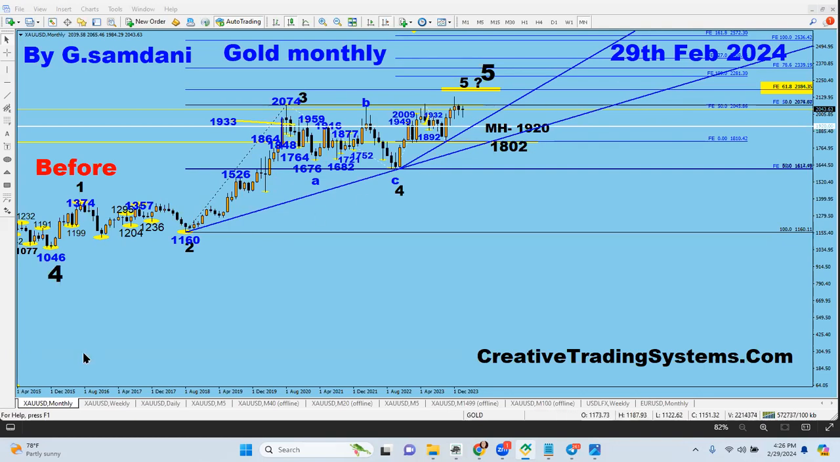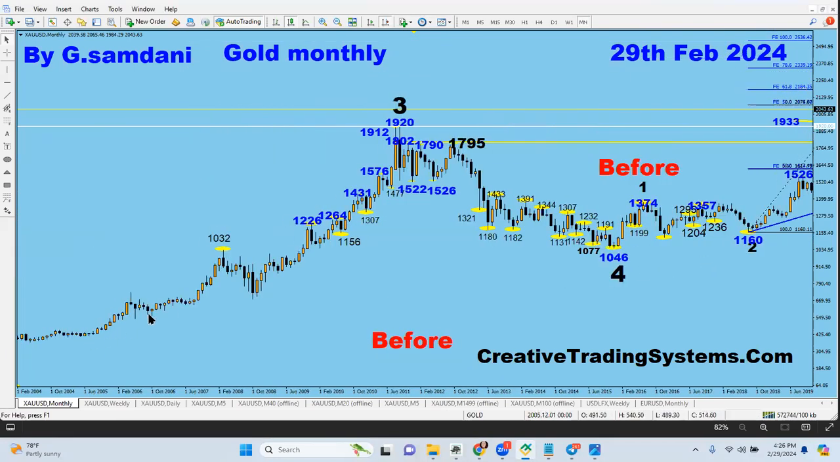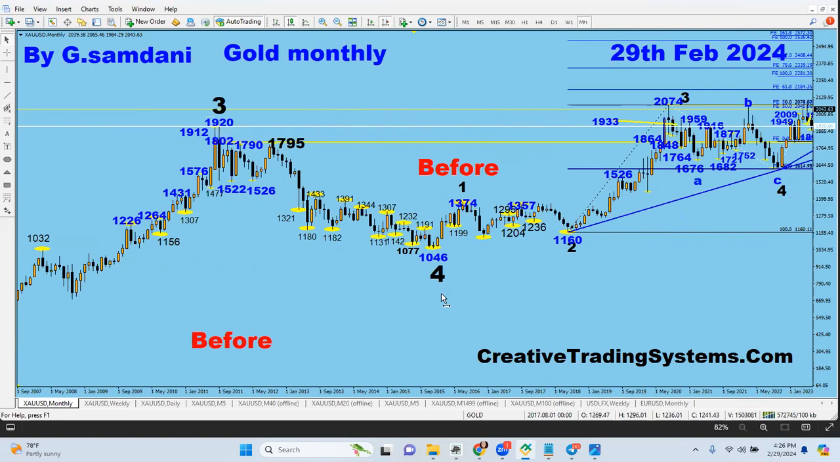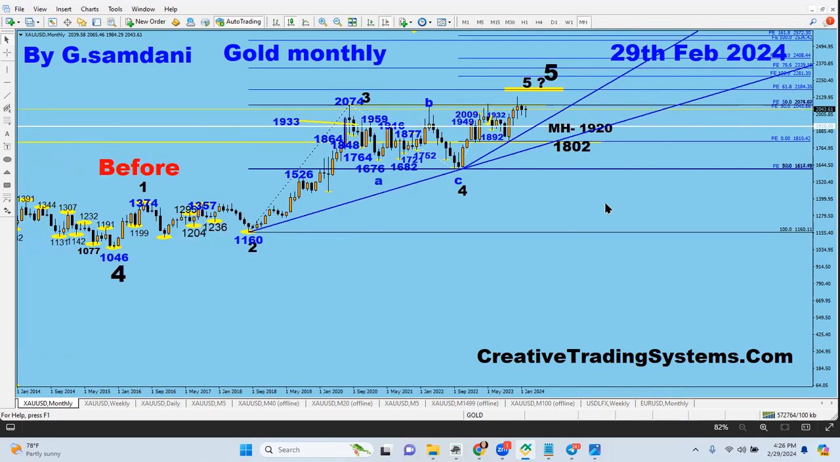So let's get started. This is the gold monthly chart showing the Elliott wave count, right? This is big wave 3, wave 4, and we needed a wave 5 just above wave 3. So that wave 5 is after this. It started from here, and usually wave 5 also has 5 subwaves, right? So it's like 1, ABC 2, 3, ABC 4, and then wave 5.